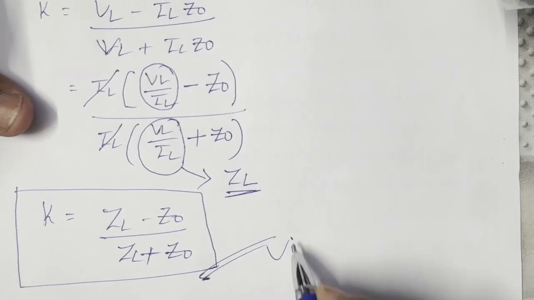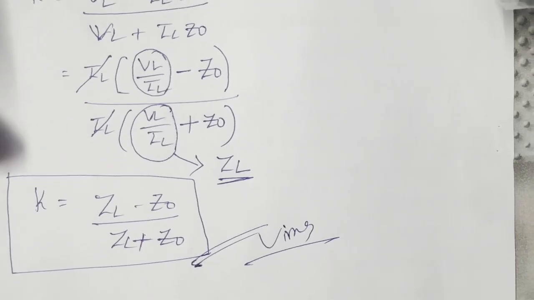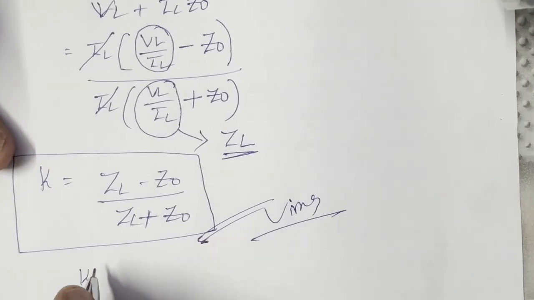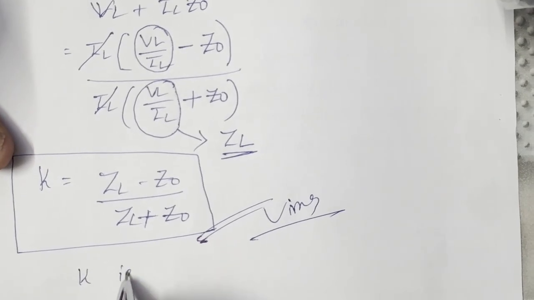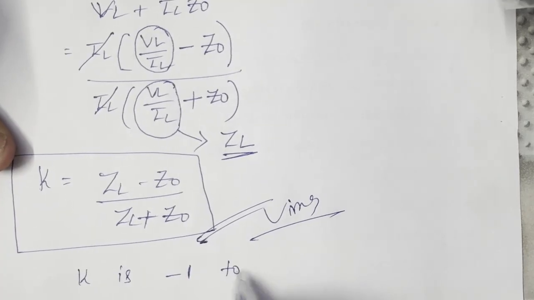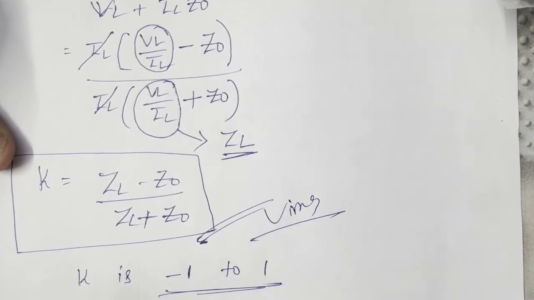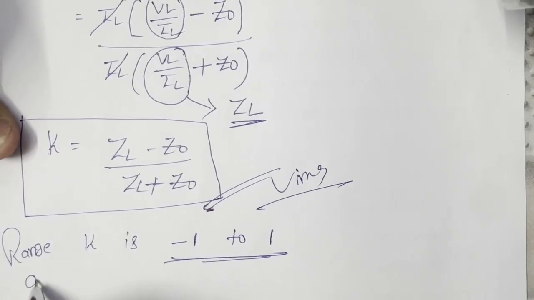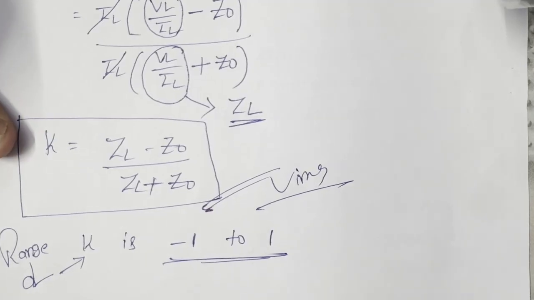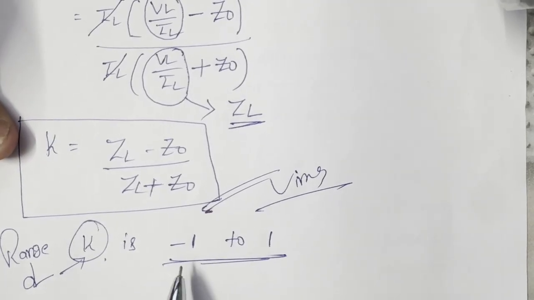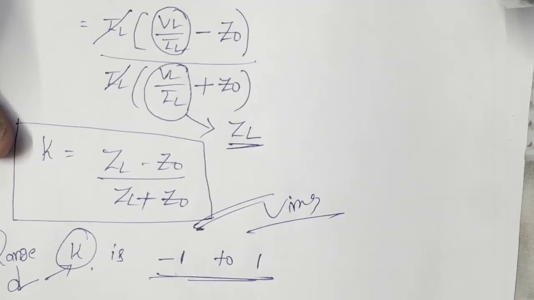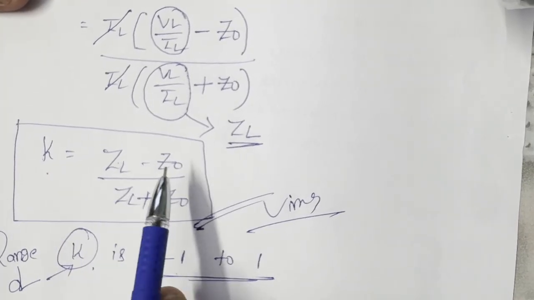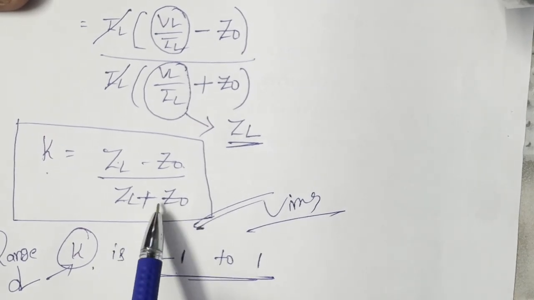It is very important. And the range of reflection coefficient K is minus 1 to 1. Very, very important point: the range of reflection coefficient K is from minus 1 to 1. And the expression for reflection coefficient K is ZL minus Z0 by ZL plus Z0.